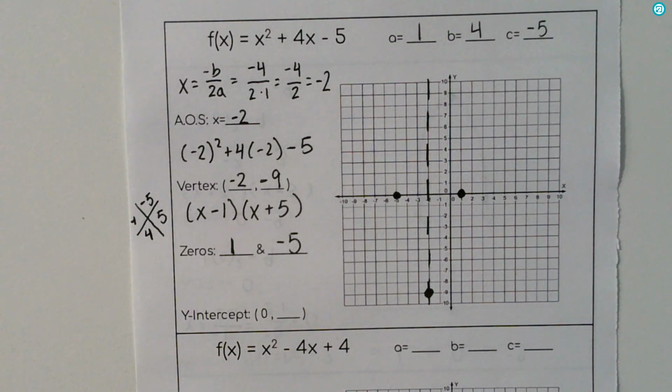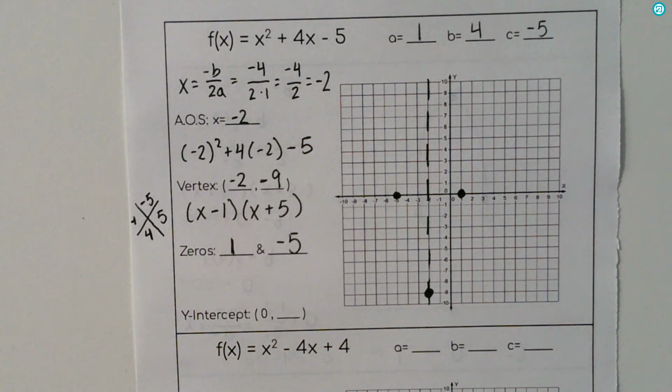What do you guys notice about those 2 points and our axis of symmetry? Okay, so they're 6 apart from each other. How far are they from the axis of symmetry? They're 3 on each side. So see how they're an even distance from the axis of symmetry? Because our graph needs to be symmetrical. So that's setting us up for success.